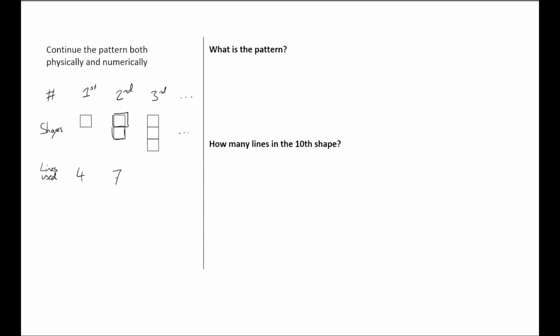Now for the third one, we have the same 7 lines that we used before, but there's another 1, 2, 3 on top of that, which means we have 10 lines used. So what we can say is the pattern is that we start with 4 and then keep adding 3 more each time.